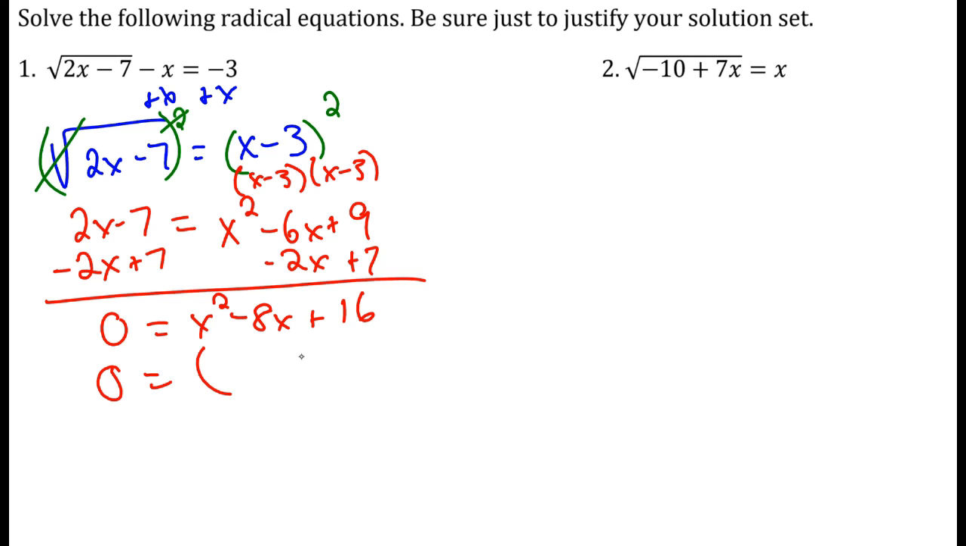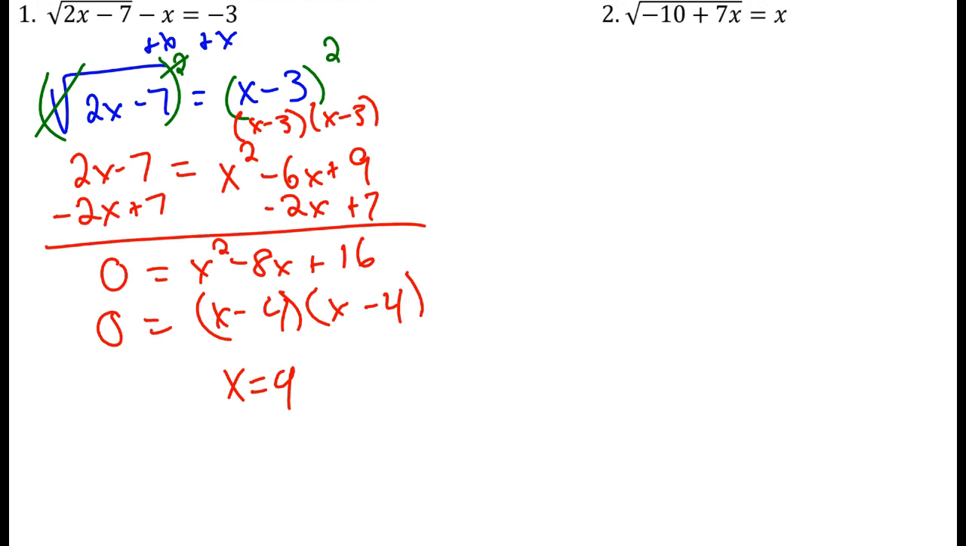I need to ask myself, it's a trinomial, what two numbers multiply to 16 that add to negative 8? Well, that's negative 4 and negative 4. So it looks like I have a repeated root here of x equals 4. So x equals 4 could be the solution, but I need to check it. Otherwise, it could be extraneous and there could be no solutions.